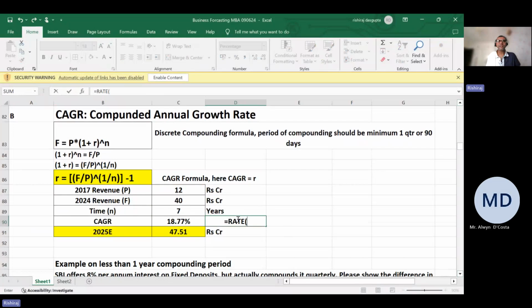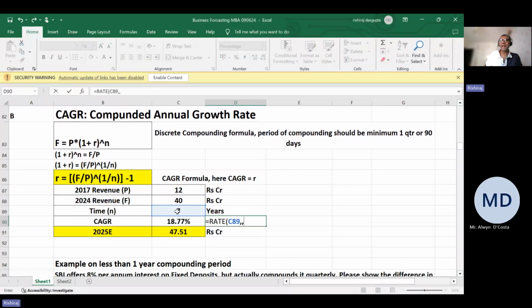So first, the RATE function asks for a few inputs. So we have to understand and provide those inputs carefully. First is NPER. NPER means number of periods, that is 7 years. Then there is something called PMT, payment. We have to ignore the PMT part. How to ignore? We put the comma, that is, that parameter is ignored.